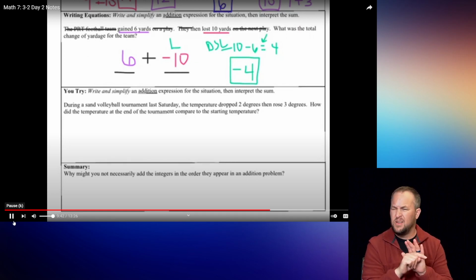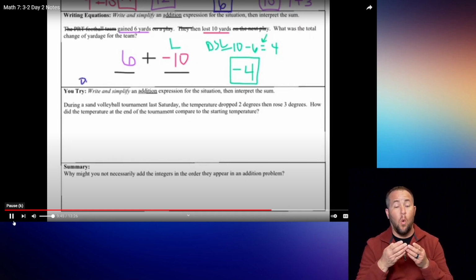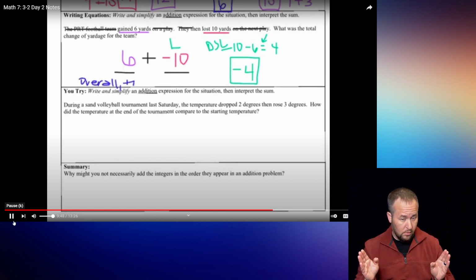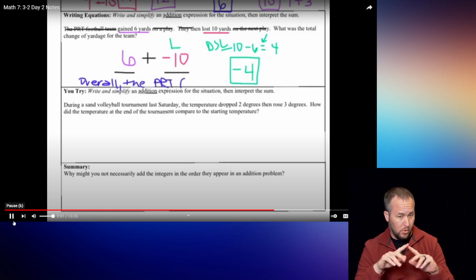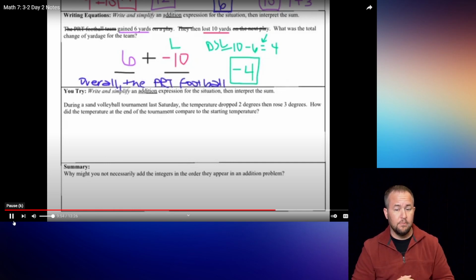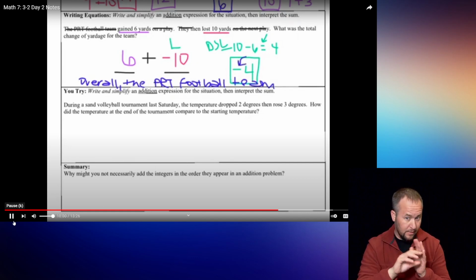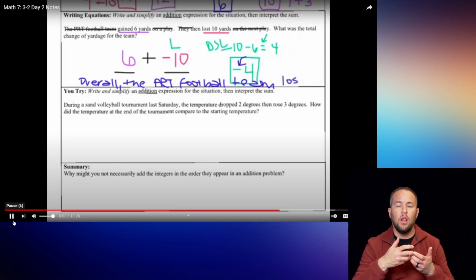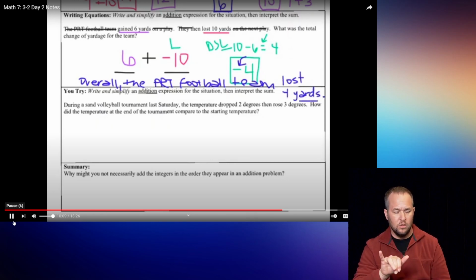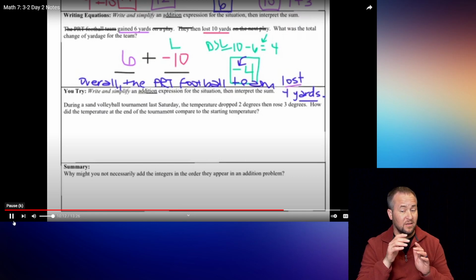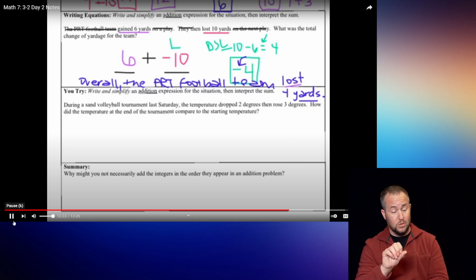What does the change in yardage mean? We're going to say overall, the PRT football team, did they gain or lose? Well, hopefully we know because this is a negative that we lost yards. So we're going to say the PRT football team lost 4 yards. Notice that I have indicated the label of yards. I've also indicated whether it was a gain or a loss to represent that negative number. In your sentence, do not ever put a -4 yards. You want to say the team lost. The word lost represents that negative symbol.